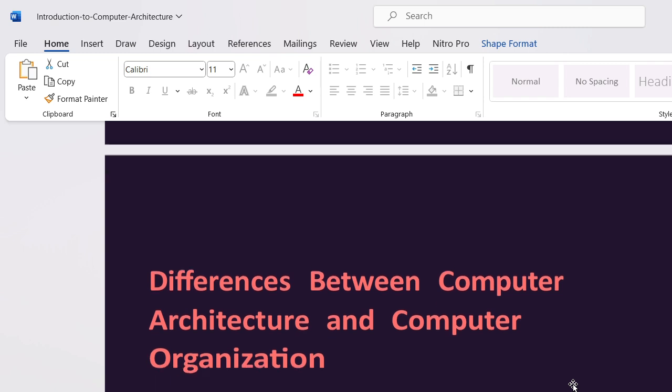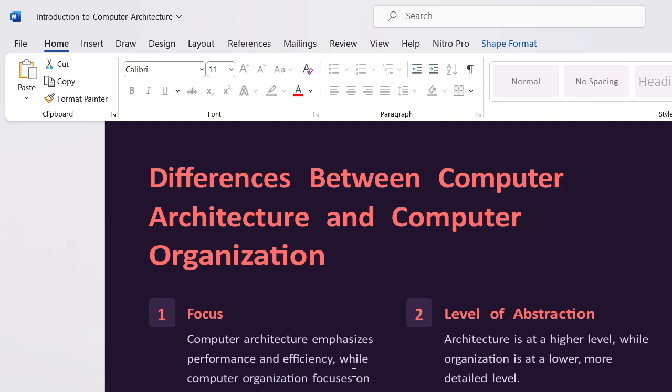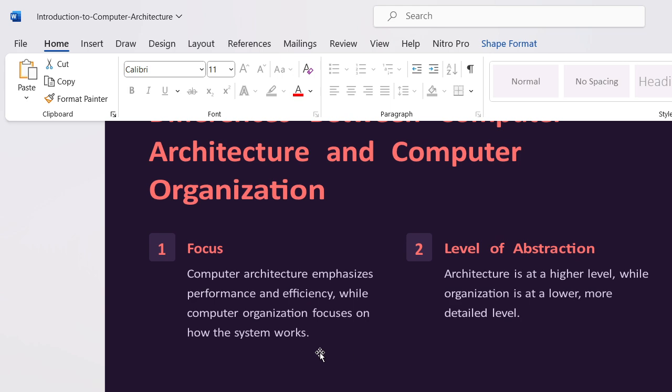So the main question is, what is the difference between computer architecture and computer organization? The first is focus. Computer architecture emphasizes performance and efficiency, while computer organization focuses on how the system works. As I said before, computer architecture is important for performance and efficiency: what the computer is going to do. And computer organization is how well the system works and how well it manages the work in that computer.